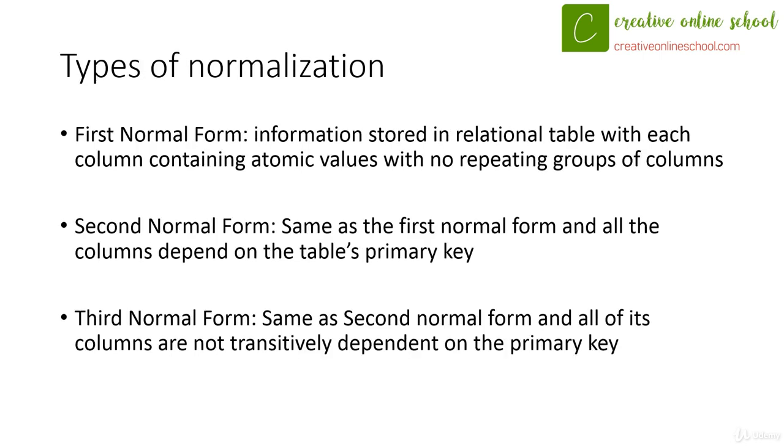There's what is known as the first normal form, which is where information is stored in relational tables with each column containing atomic values with no repeating groups of columns. What it means by atomic values is that each column will have only one value and will not have multiple values within the column. And what it means by no repeating columns is that no two columns will be representing the same type of information.